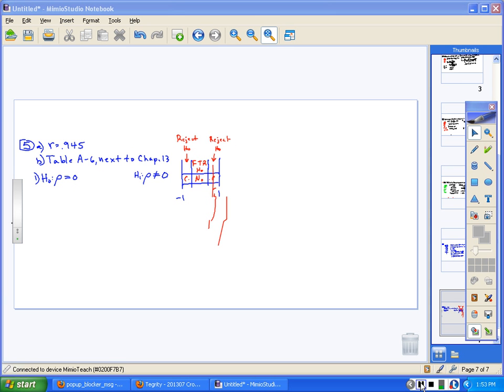Step 2, alpha is not given to you. And when alpha is not given to you, you assume that alpha is equal to 0.05. Oh, I'm getting extraneous lines here. Let me pause for a second and see if I can fix it. Okay, I got rid of most of the lines. There's still that one line on the one side, but we're just going to live with that.